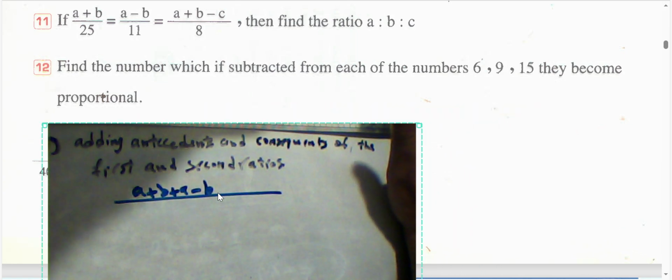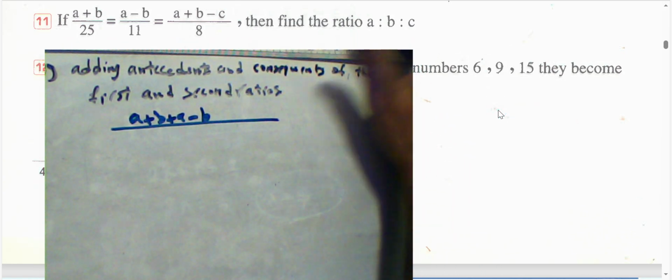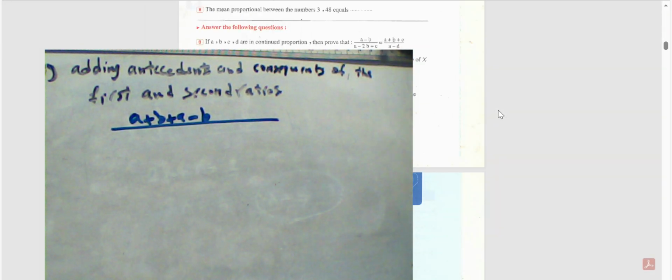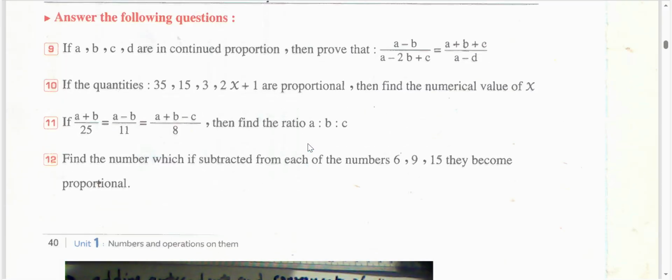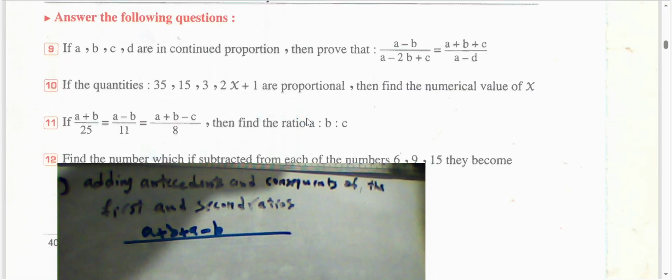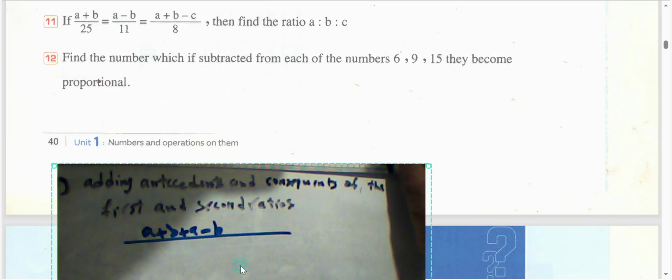The question number 11 is from the Mo'asser book. Okay, my students, last question about model number 1, page 40. Model number 1 from the book. He gives me this information here. He wants to find the ratio between A to B to C.